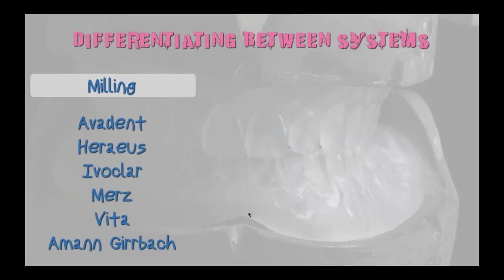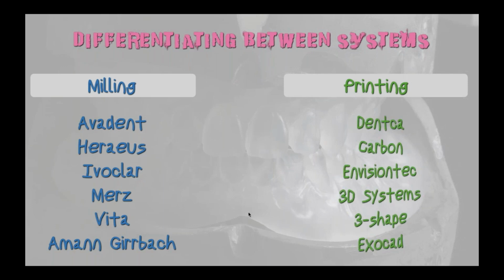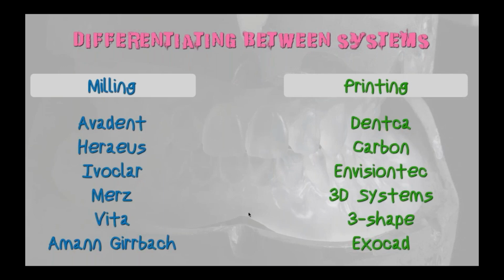Now, differentiating more is when we look into milling. We have different vendors and manufacturers who offer solutions for milled dentures. We also have printing solutions, where different companies offer their solution for printed dentures. And don't hang me up on the names of these companies. There are many more out there. I just took out what I thought are the most well-known.